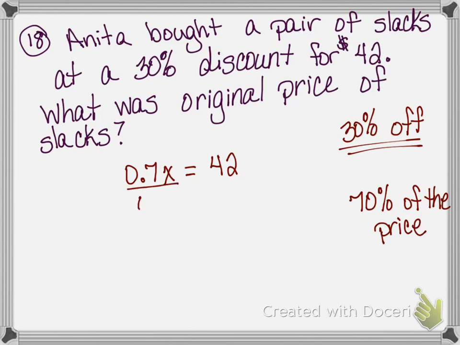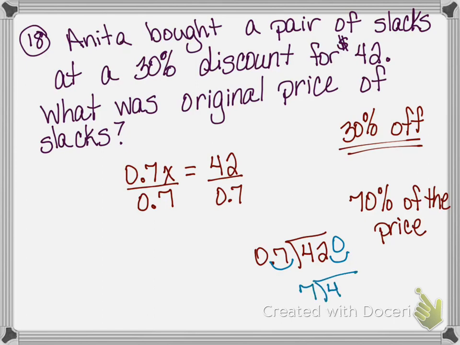So now we are going to divide, and we are dividing by 0.7. Okay? So I am going to put this in the box. We're going to do it like this because we're doing this without a calculator. So I have 0.7 on the outside and I have 42 on the inside. Whenever we're doing this, we move our decimal. So this actually becomes 7 divided into 420. And 7 goes into 42 6 times, and then we've got an extra 0 right there. So my answer to this is $60. Okay? The original price of those pairs of pants was $60.